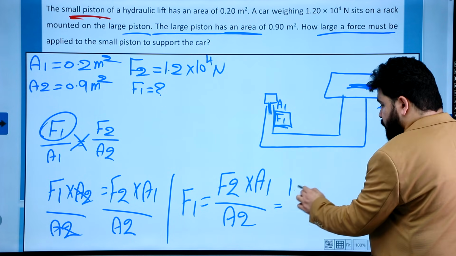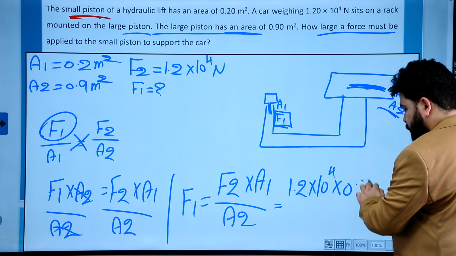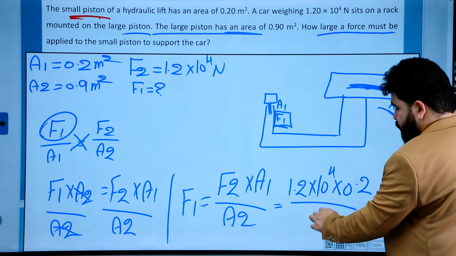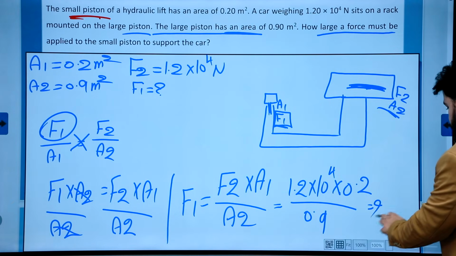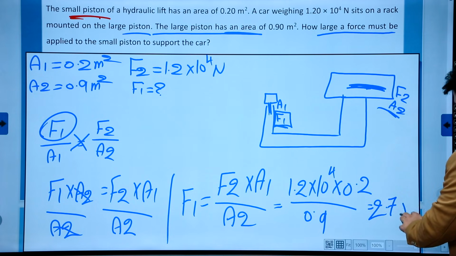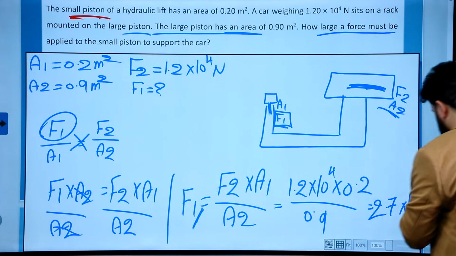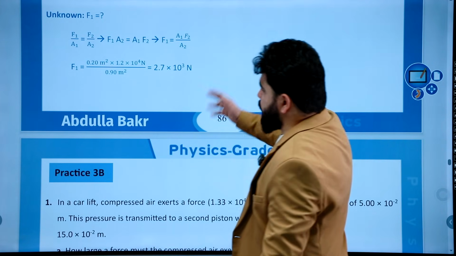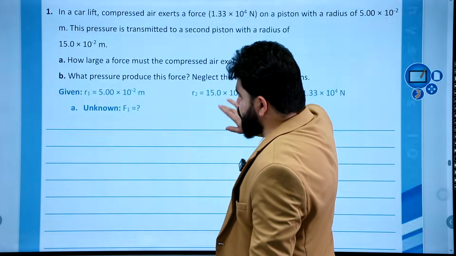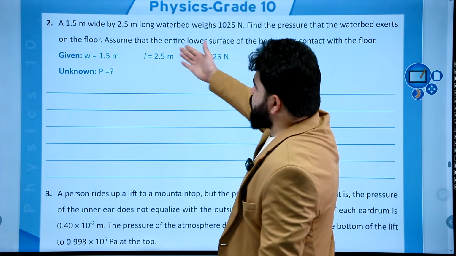Force 2 is equal to 1.2 times 10 to the power 4. Area 1 is equal to 0.2 divided by A2, which is 0.9. You have 2.7 times 10 to the power of 3. Be careful, it's force, so it's Newton. Solve the other questions yourself. Just this one, it's really easy.